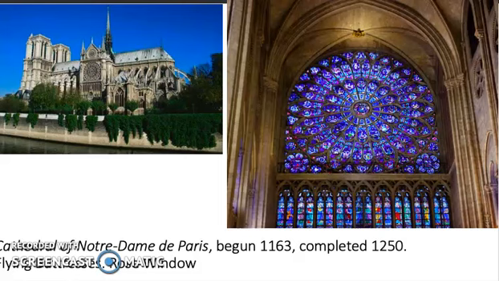Thinner walls, more windows. In this interior image, you can see Notre Dame's famous rose window. These rose windows are large, circular, stained glass windows, usually at the entrance and exit of churches, and they're very typical of Gothic architecture. They would depict biblical scenes and figures in a circular configuration.